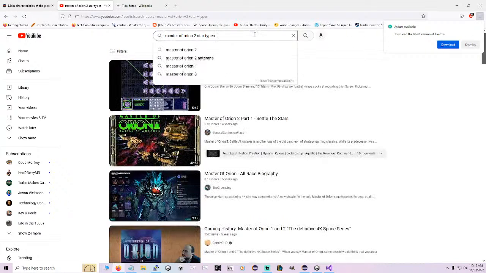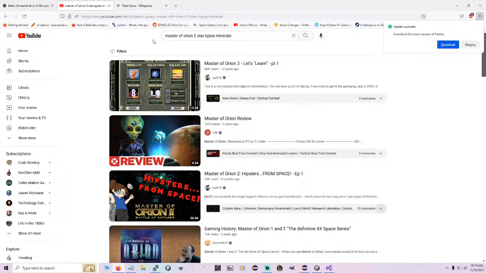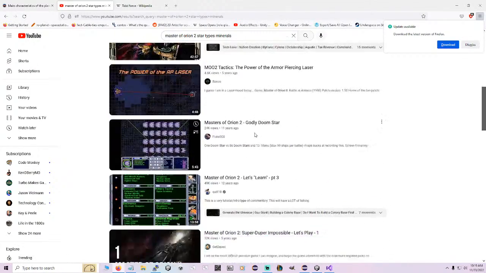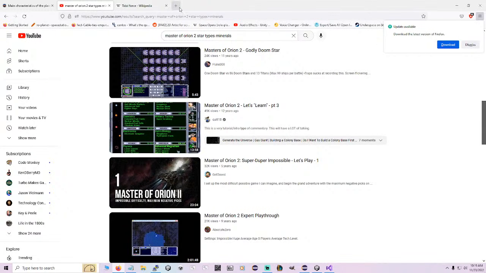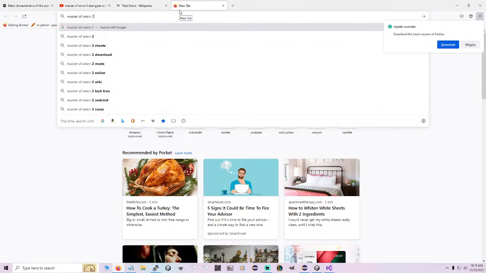Asteroid 2, star type, minerals. I might have to just Google this, right? This Master of Orion 2 is just the best. So let's look for it. Master of Orion 2 star types.